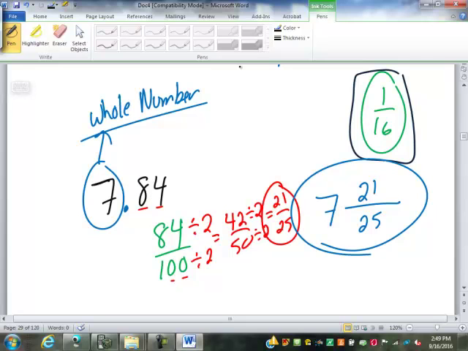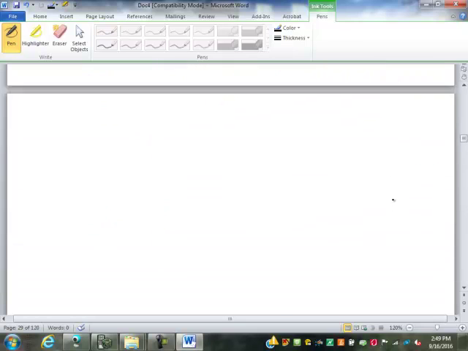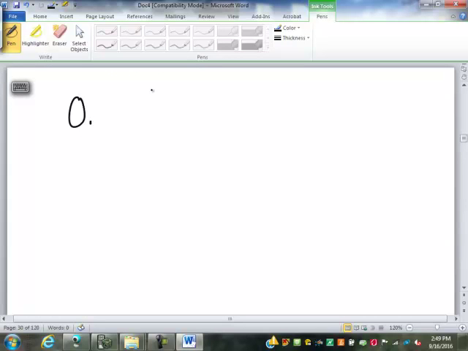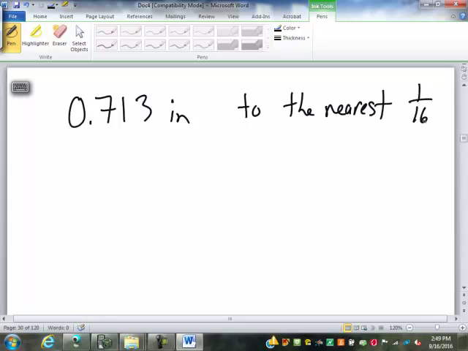So now that's great to be able to convert a decimal into a fraction. But in construction, that's not always necessarily useful. We don't have a 21/25 drill bit in our tool set usually. So a lot of times in construction, we need to be able to convert that to the nearest 16th or 32nd or whatever of an inch. So to do that, let's say I have 0.713 inches, and I want to convert that to the nearest 16th inch.